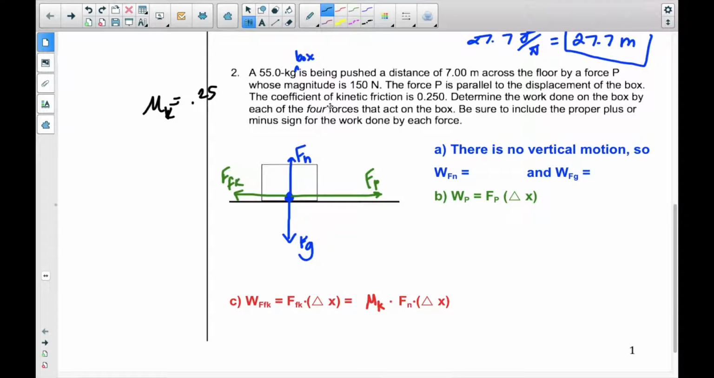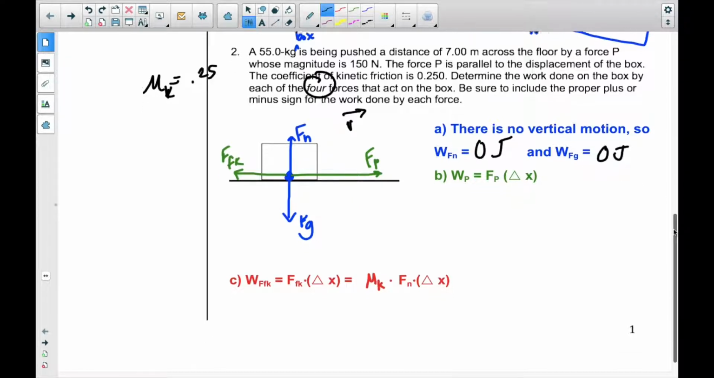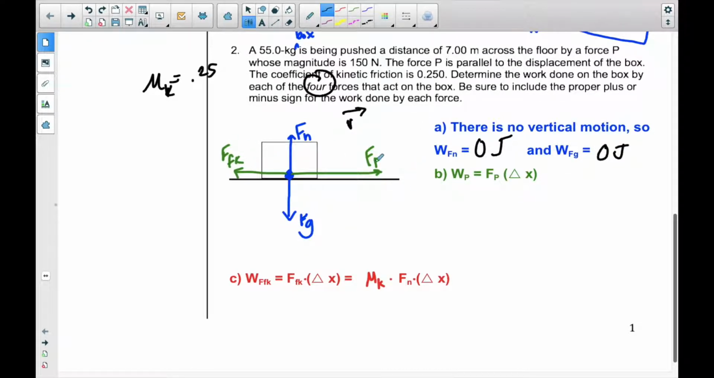So first of all, the question was asking about all 4 forces, so we have 4 vectors here. We're going to find the magnitude of each of them. Well, the normal force and the gravitational force, how much work are they doing? The box is moving this way, and so the normal force and the gravitational force are not doing anything as far as work goes, because they're not going in the same direction as the movement. And so there are 0 joules of work done by the normal force and 0 joules of work done by the gravitational force.